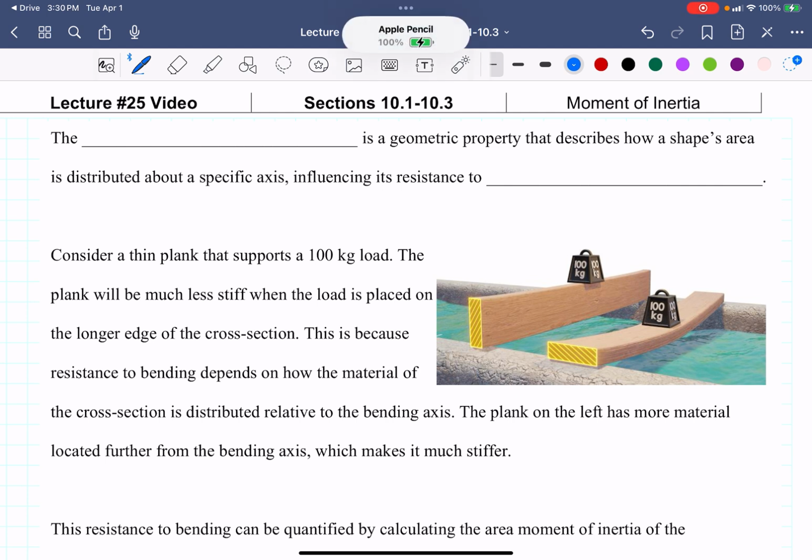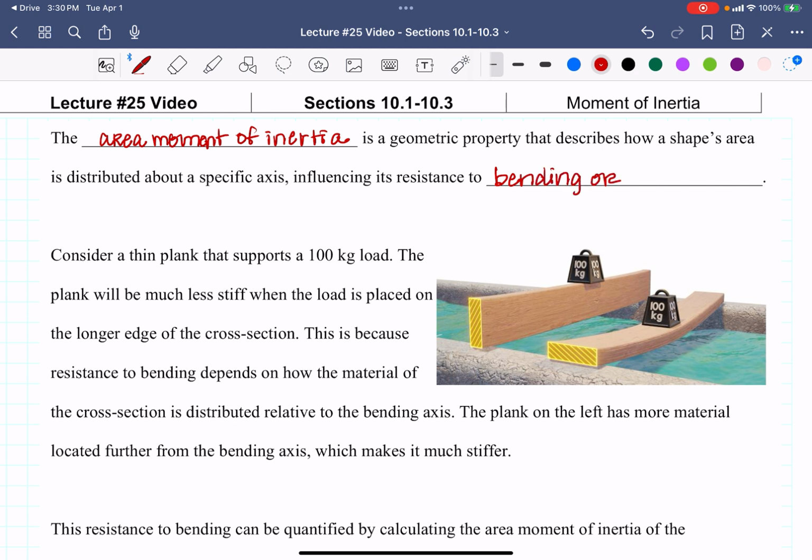So the area moment of inertia is a geometric property that describes how a shape is distributed about a specific axis, influencing its resistance to bending or deflection.